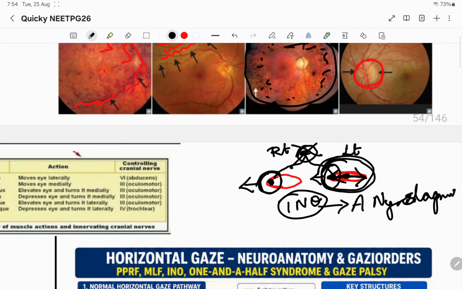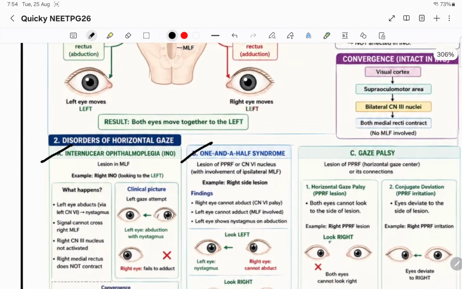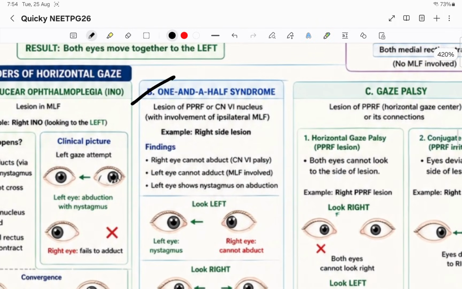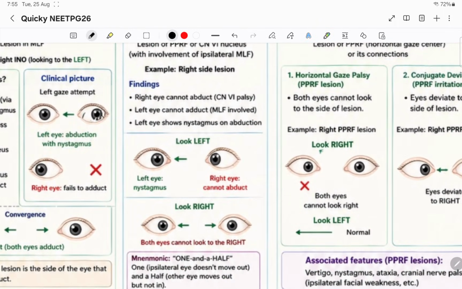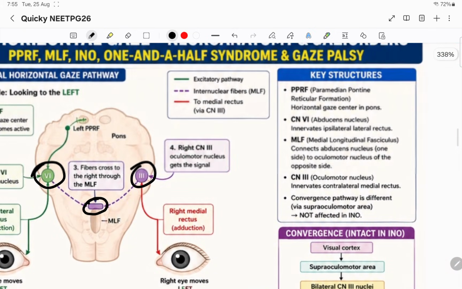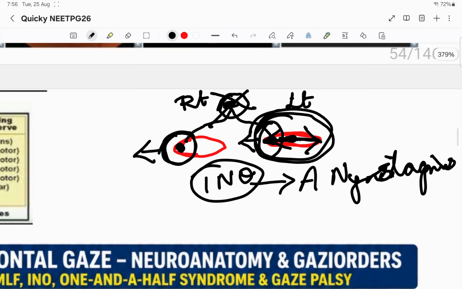Whereas there is something called 1.5 syndrome. Suppose I'm trying to look at the right side. As I told you, if I'm looking to the right, both the affected eye and the right eye wouldn't be able to adapt. Let me be clear with you. Please forget what I was telling you with respect to INO. Forget everything. This is a fresh start with respect to the 1.5 syndrome.